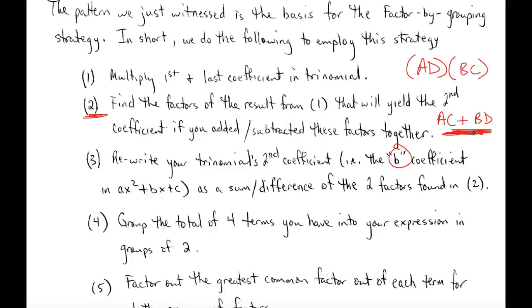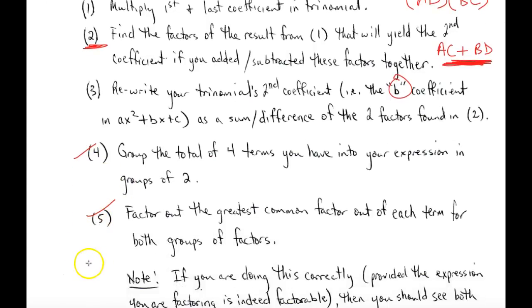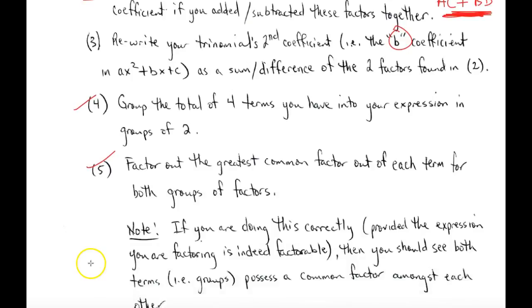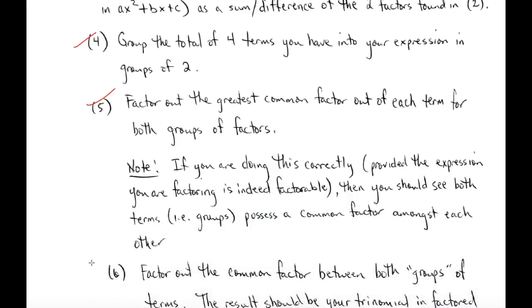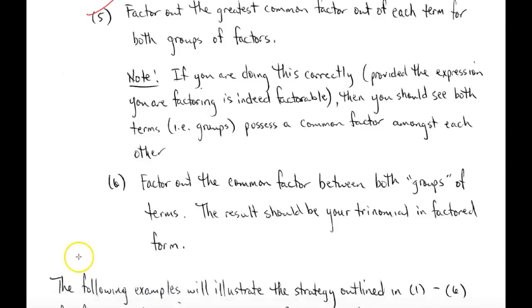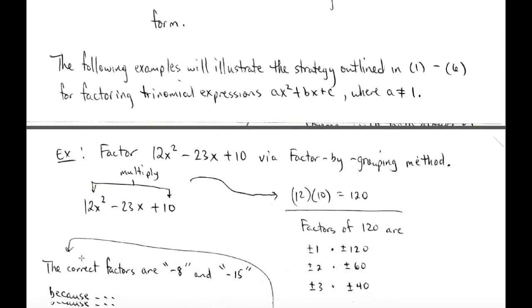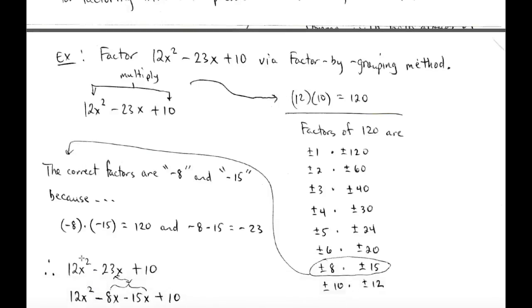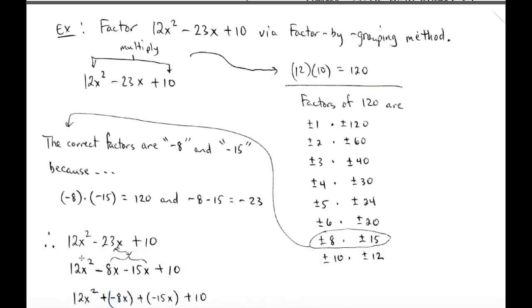Okay. And then after we do that, our next step is to group the 4 terms that we will have now into 2's, and then factor out the greatest common factor in each term. Okay, and then we just keep doing that until we get an answer. And that's essentially what the process is. And so I'm going to show an example here before we do some, just to kind of give you an idea of what this looks like.